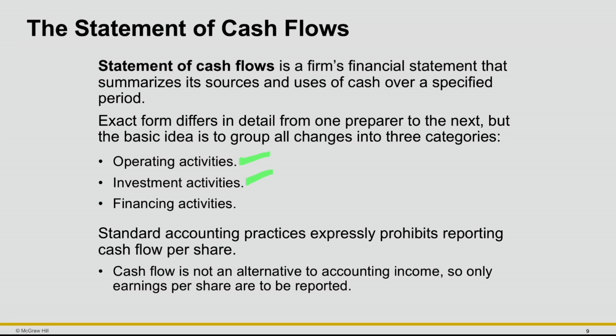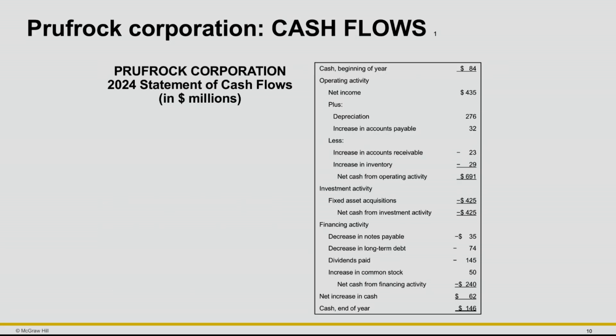And then finally, financing activities. How are we generating these cash flows? Where's the source? Is it from bonds or is it from stock? Now, there is a little bit of latitude that accountants have in terms of how they categorize a particular activity into one of these three categories. So depending upon who's creating the statement of cash flows, it might vary a little bit.